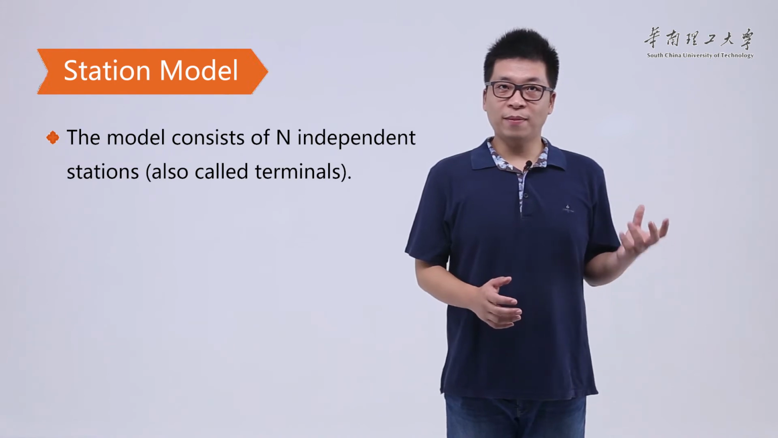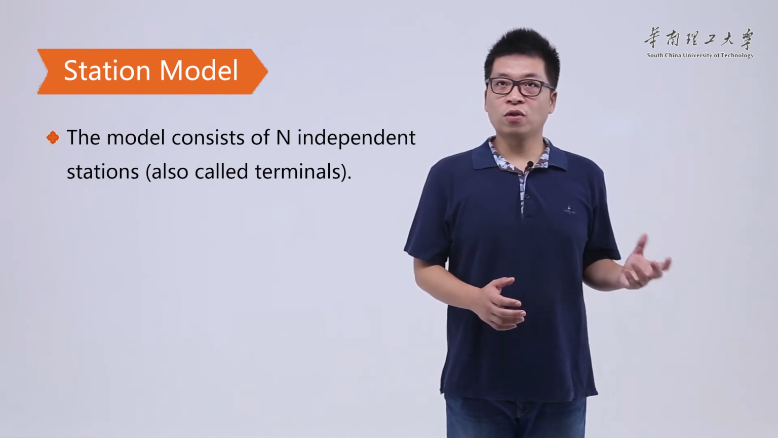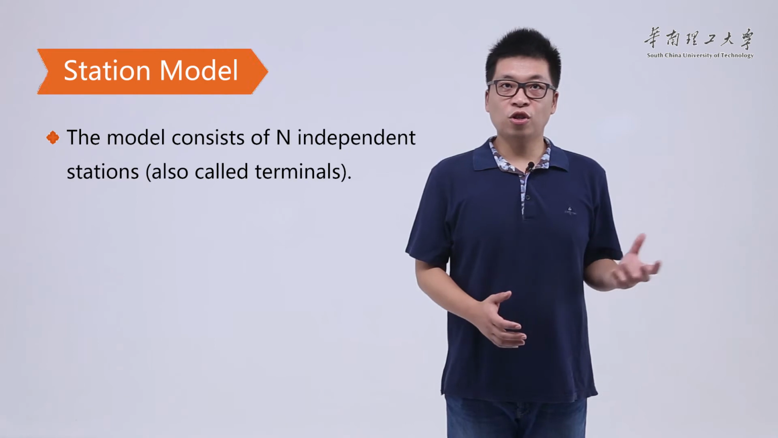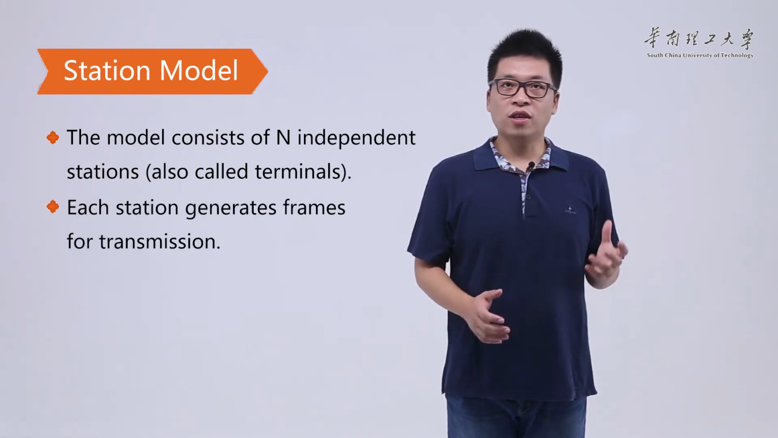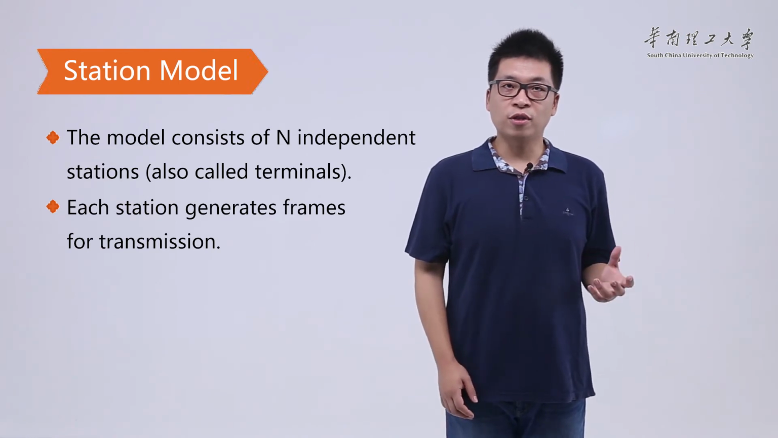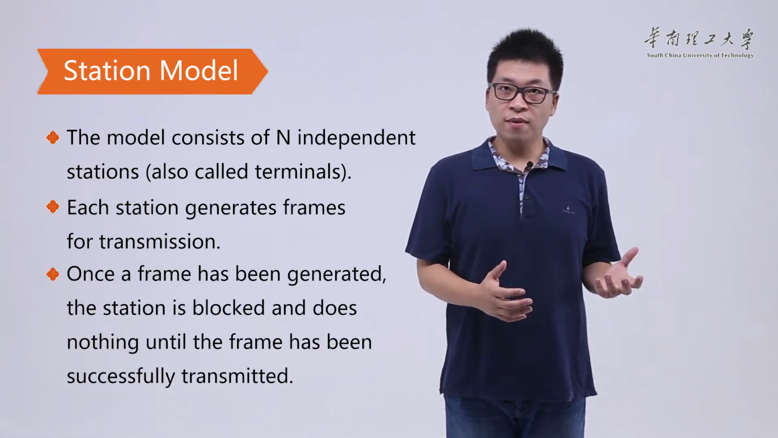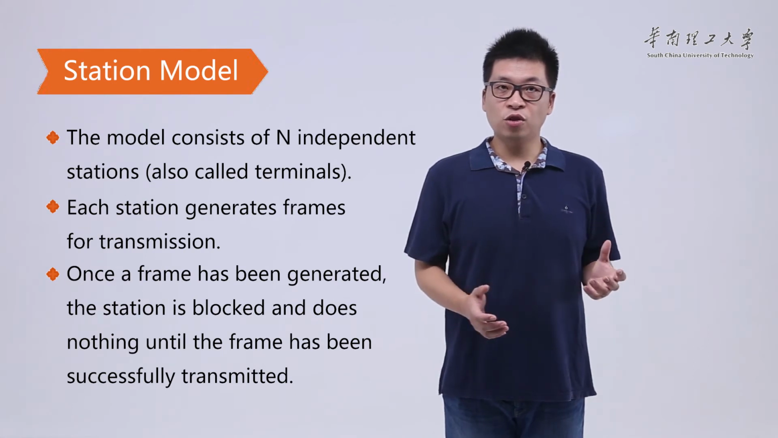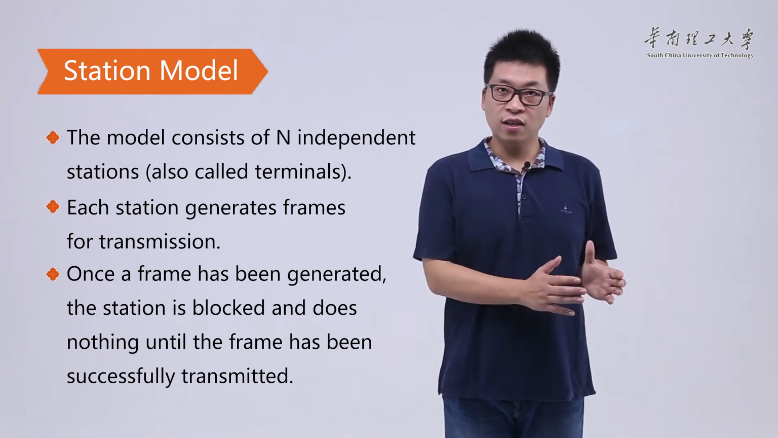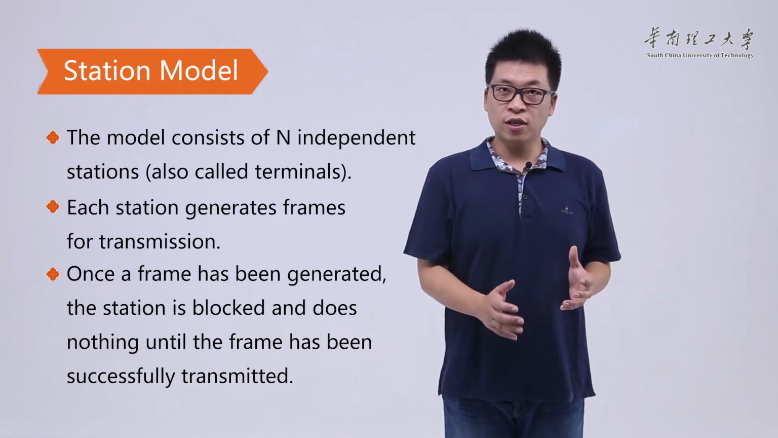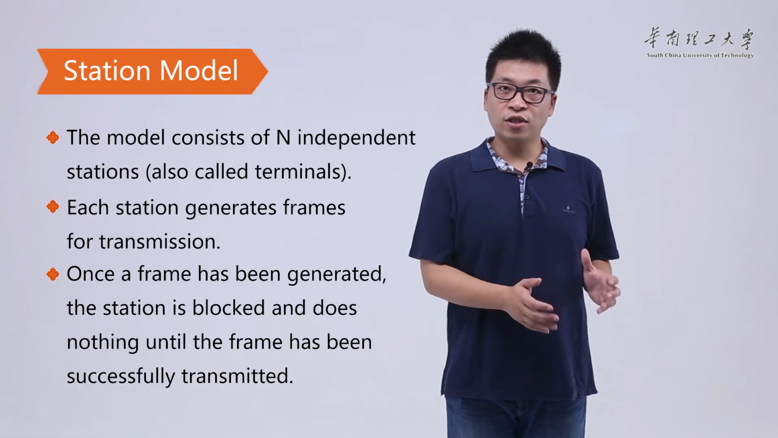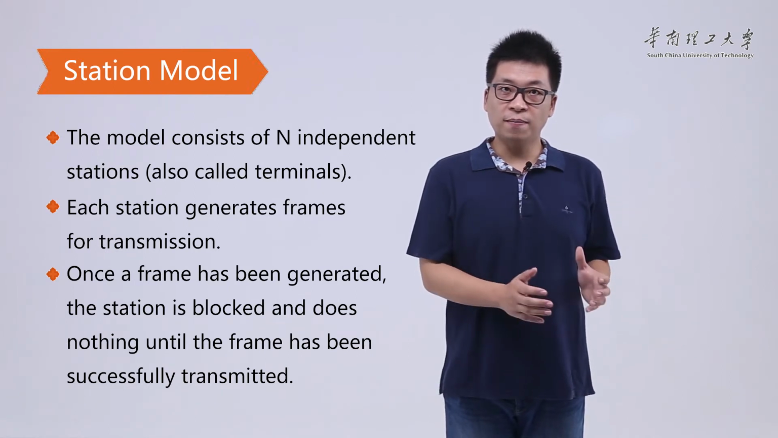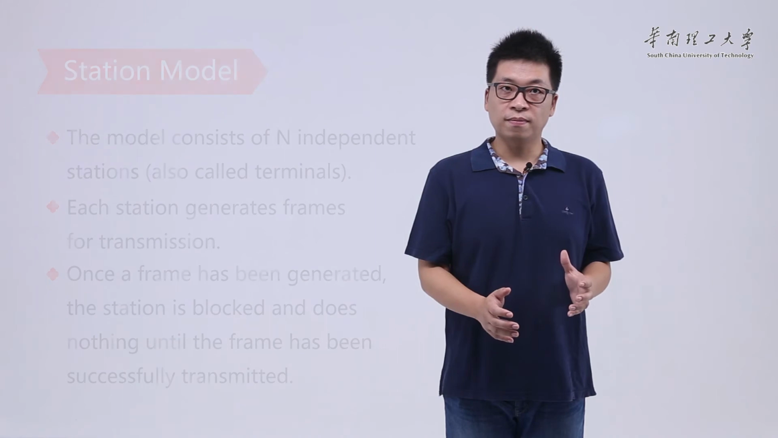Station model. The model consists of n independent stations, also called terminals. These stations are independent, which means each station can generate frames for transmission. Once a frame has been generated, the station is blocked and does nothing until the frame has been successfully transmitted. Therefore, this model consists of stations which can independently transmit frames.